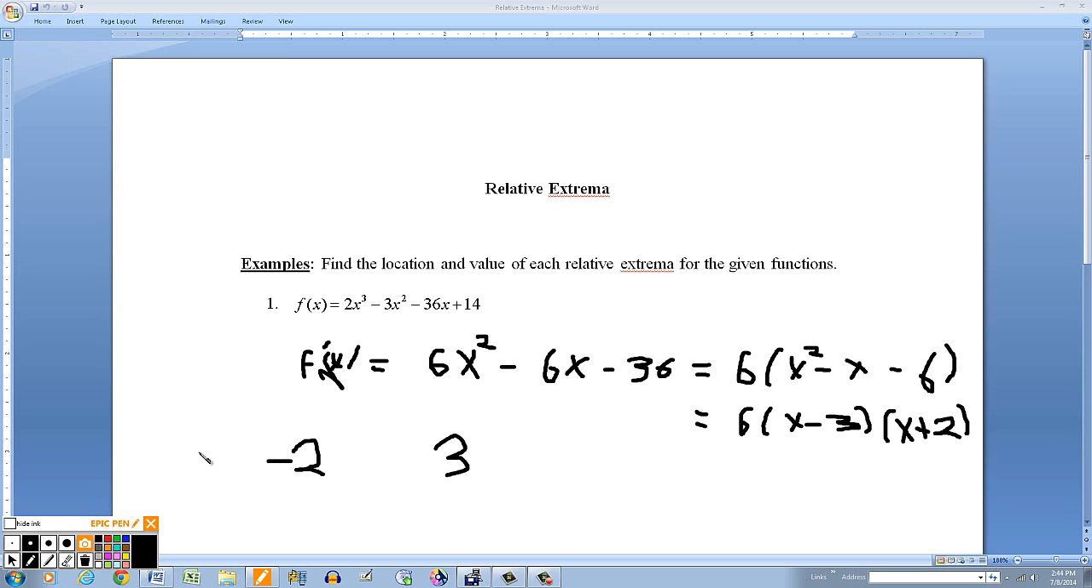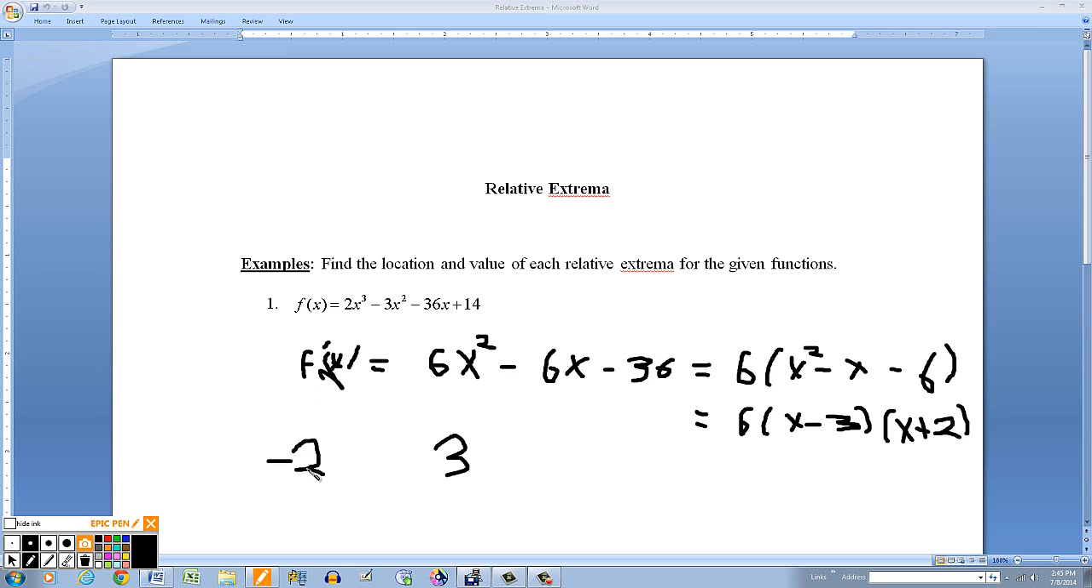One way to do it is what is called the first derivative test. You simply check the sign of the derivative to the left of negative 2 and to the right of negative 2. If it goes from plus to minus, the graph basically goes this way. If it goes from minus to plus, it's coming down, so we have a minimum.